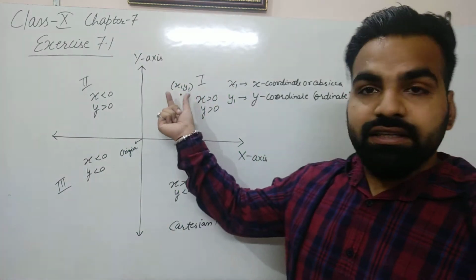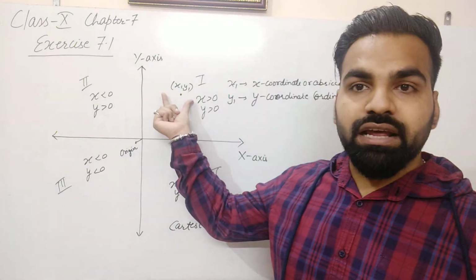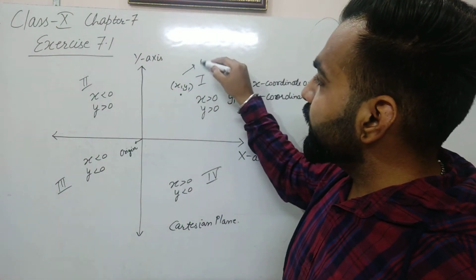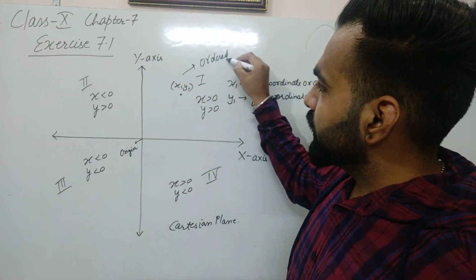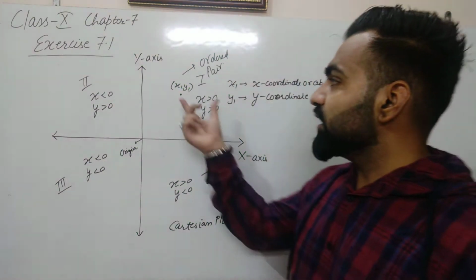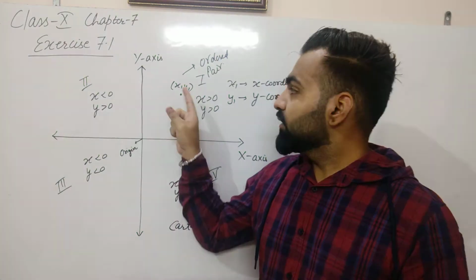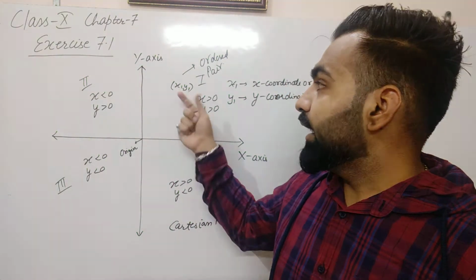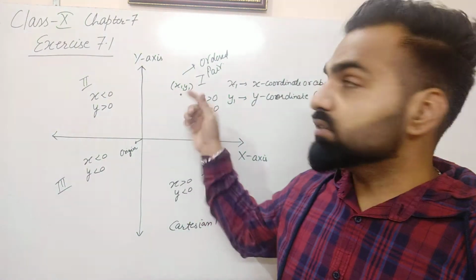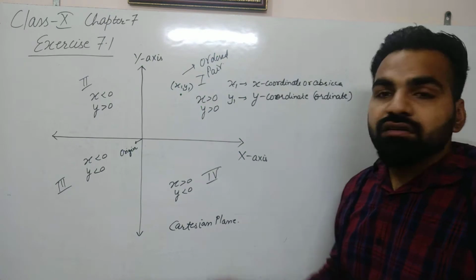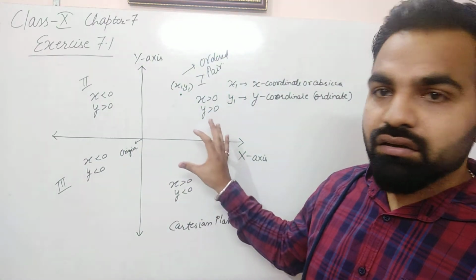So here this representation x1 comma y1 or just x comma y, this is an ordered pair. This is called ordered pair. Why ordered pair? Because the order is fixed here. First we will write the x coordinate and then the y coordinate. And since there are 2 points together, so it is called ordered pair. Clear everyone? So this was all about the graph.